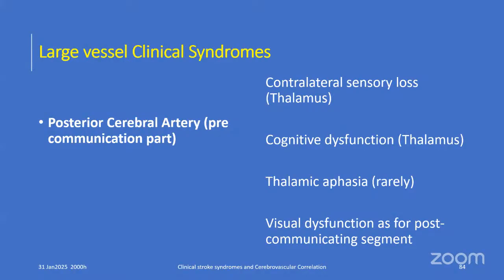Now we go to the posterior cerebral artery, the pre-communicating part, and what it causes. There is sensory loss because the thalamus is involved, and cognitive dysfunction also, because the thalamus is involved. There is also a center for speech, so thalamic aphasia can occur. There is visual dysfunction because the posterior communicating segment is involved in the thrombosis and the lateral geniculate body is involved. So there will be posterior cerebral artery syndromes.